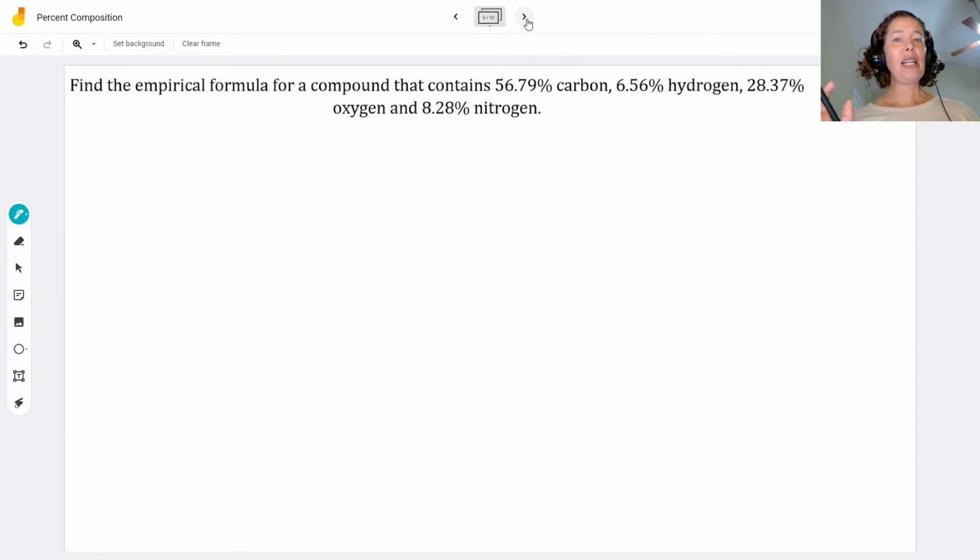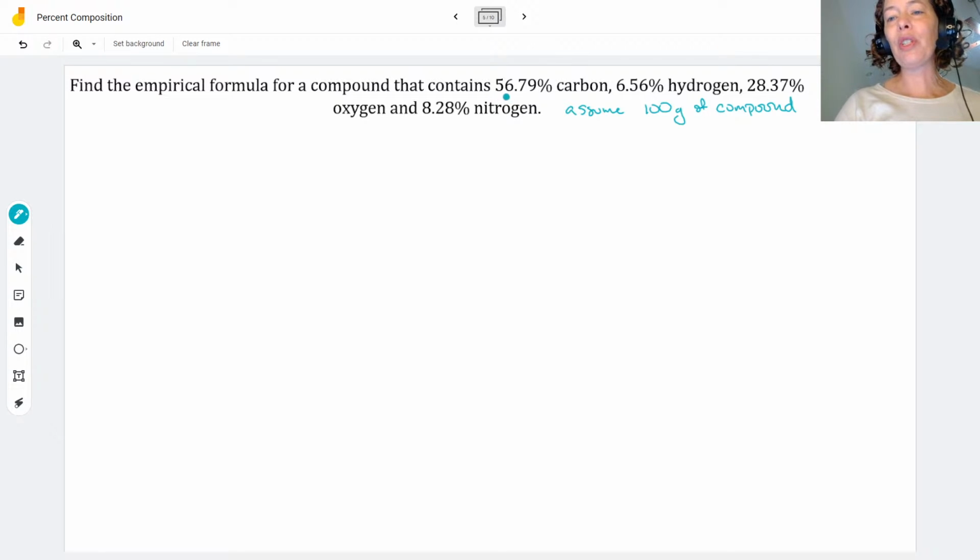When approaching these problems, one of the easiest things to do mathematically is to assume you have 100 grams of compound. So I'm just going to write this over here. Assume 100 grams of compound. Okay, just want to make sure I didn't write over my face. You do not have to assume 100 grams of compound. You can assume any number of grams of compound. That is completely fine. But 100 is going to take our percentages and just make them into actual numbers.